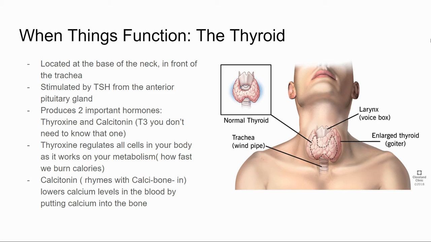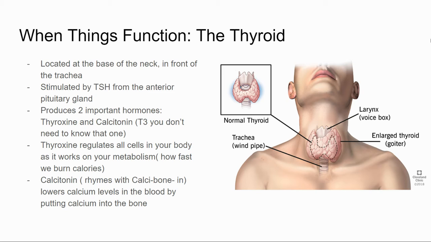Now, thyroxin is super, super important because thyroxin regulates all the cells in your body. It works on every cell in your body because it works on your metabolism, how fast we burn calories. So thyroxin is going to be one of those hormones that touches on almost every cell in your body.